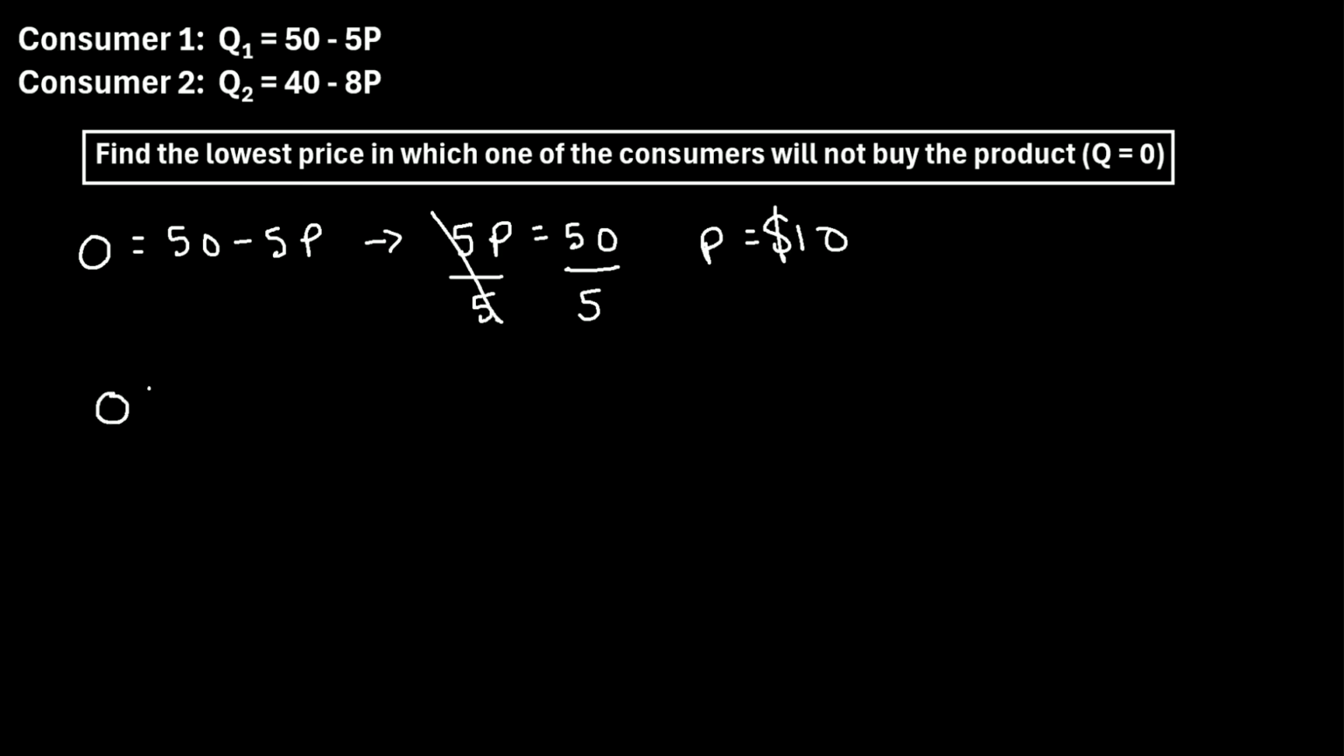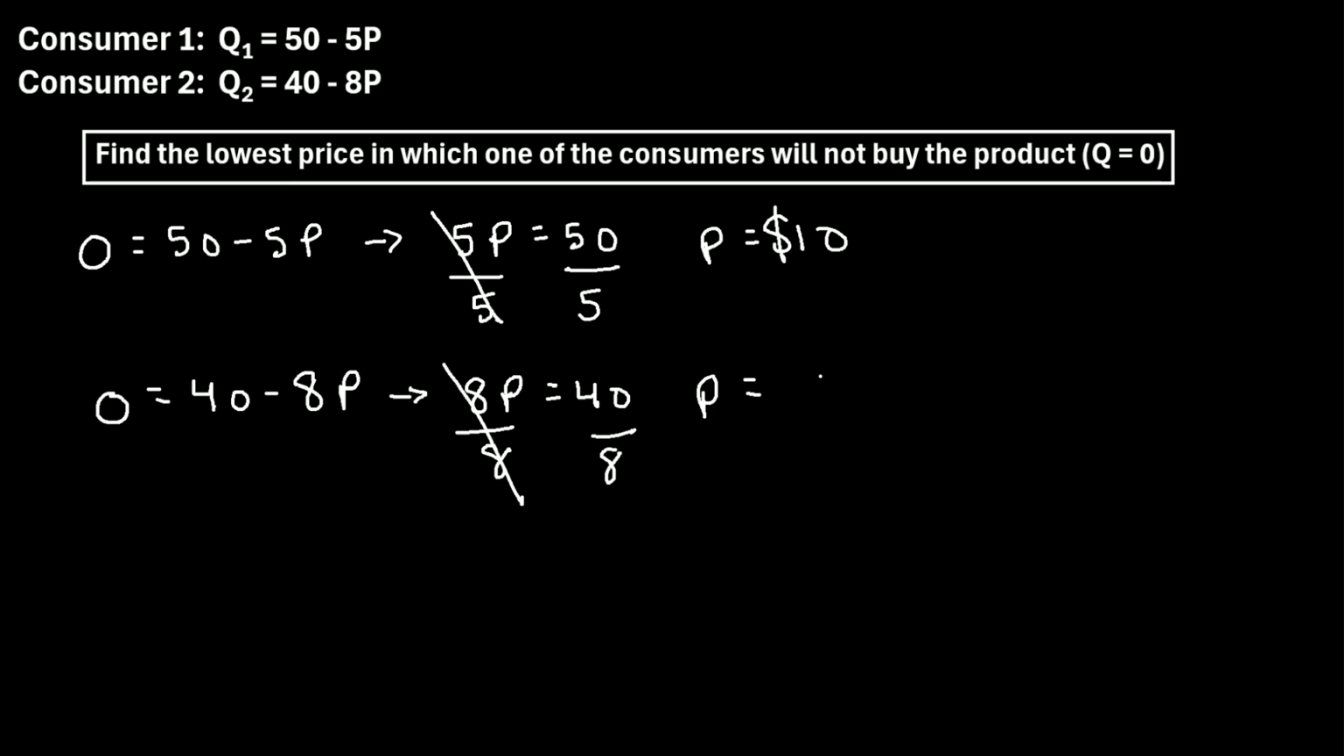So we'll say 0 is equal to 40 minus 8p. And again, we're solving for p. So if we add 8p to both sides, we find 8p is equal to 40. If we divide both sides by 8, these 8's cancel out, and we're left with p is equal to 40 divided by 8, which is 5. So now for consumer 2, at $5, they no longer have a demand for this particular good. In other words, their quantity demanded, this Q2, is equal to 0 when p is equal to 5.